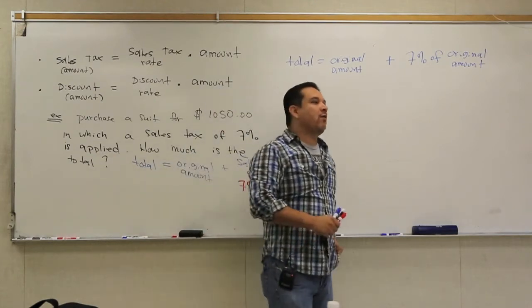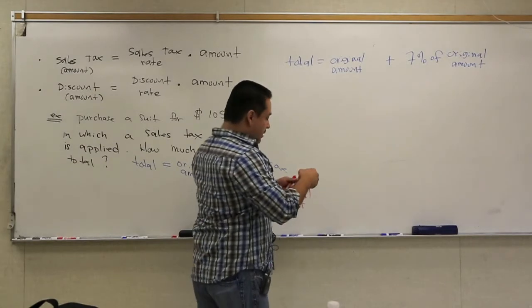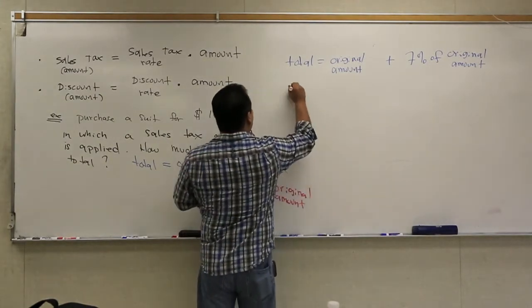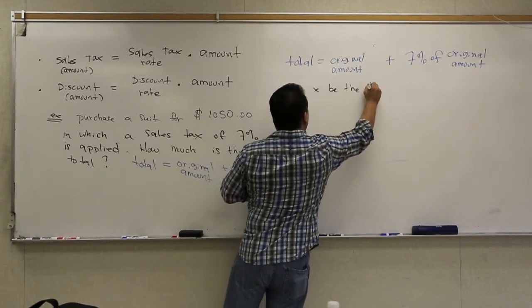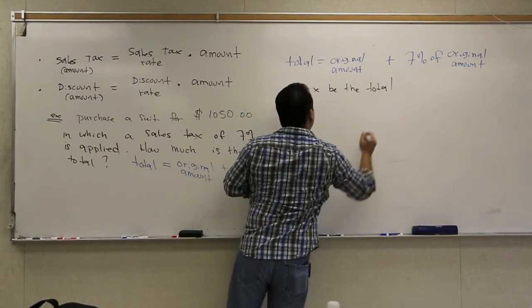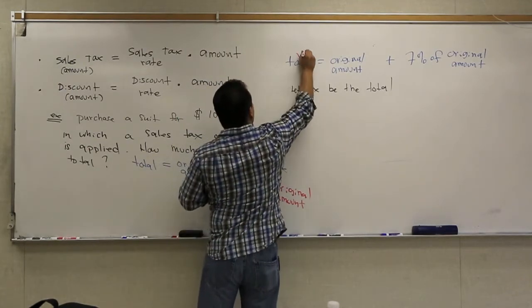So one way we could go about this algebraically is to do what? Sometimes we say, let x be what? The total. Is that true? Now if x is the total here, this is what x is. That's what you have to find.